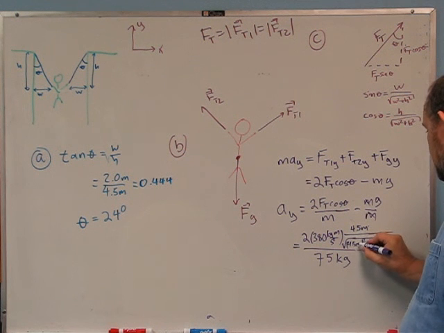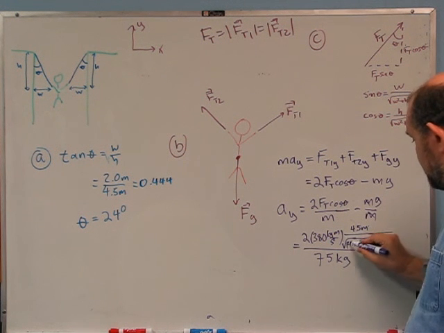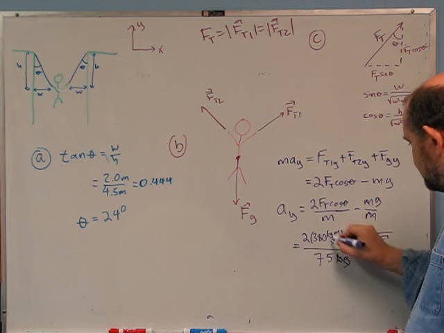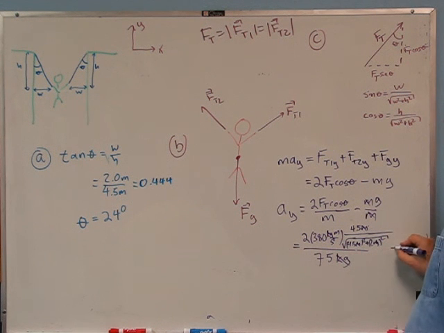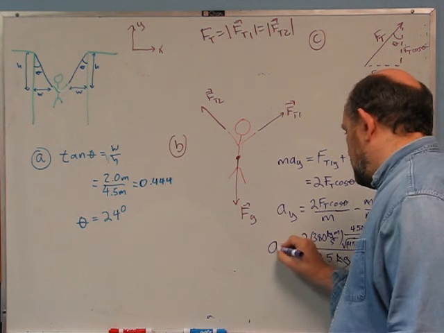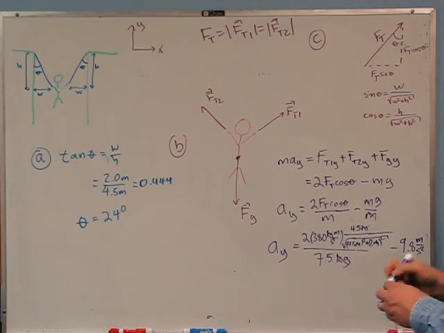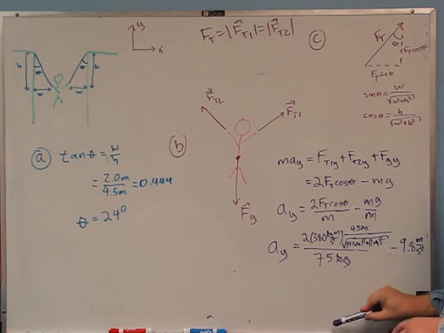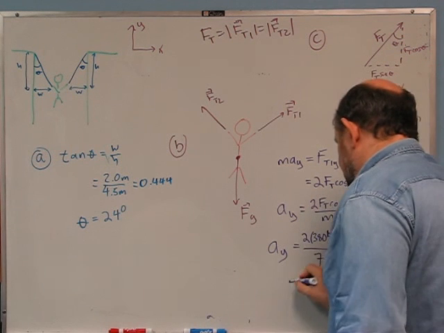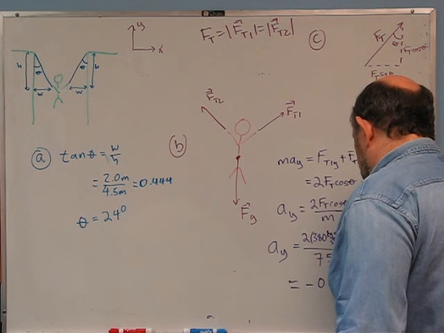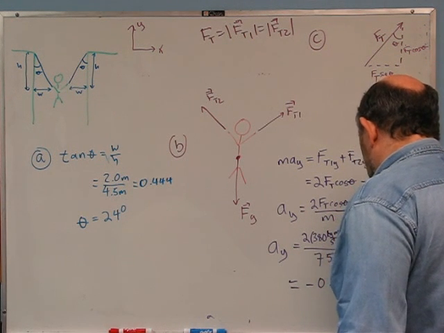Again, I have meters over meters squared under the square root. That's meters, so those meters cancel. This kilogram cancels this kilogram. I'll be left with meters per second squared minus 9.8 meters per second squared, right? That's what Ay is. So I can put all of these numbers into my calculator. And the result I get is equal to minus 0.54 meters per second squared.